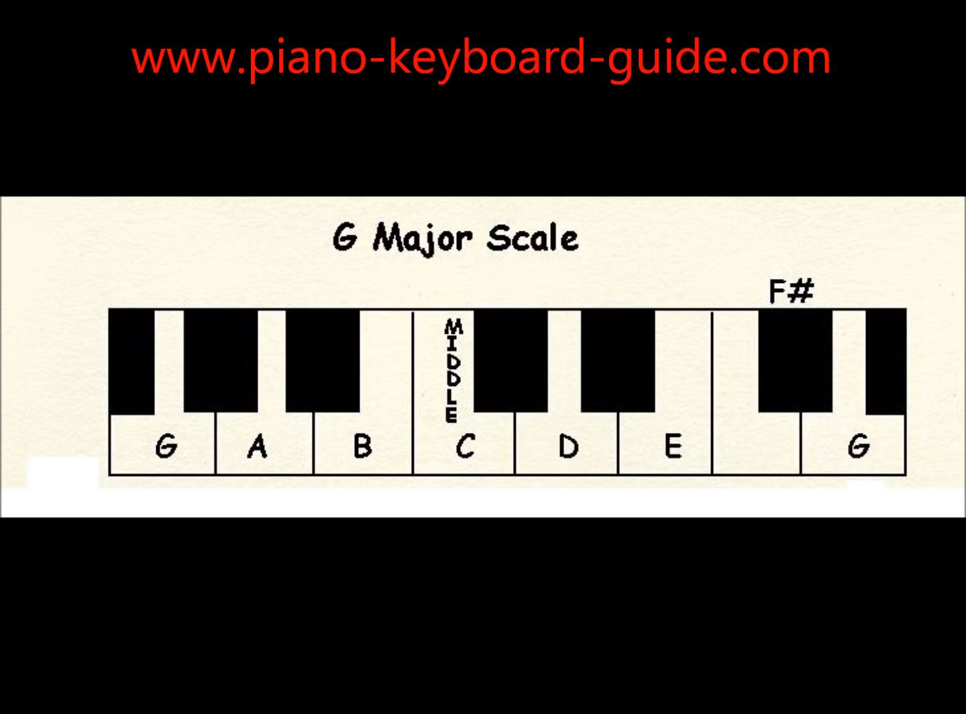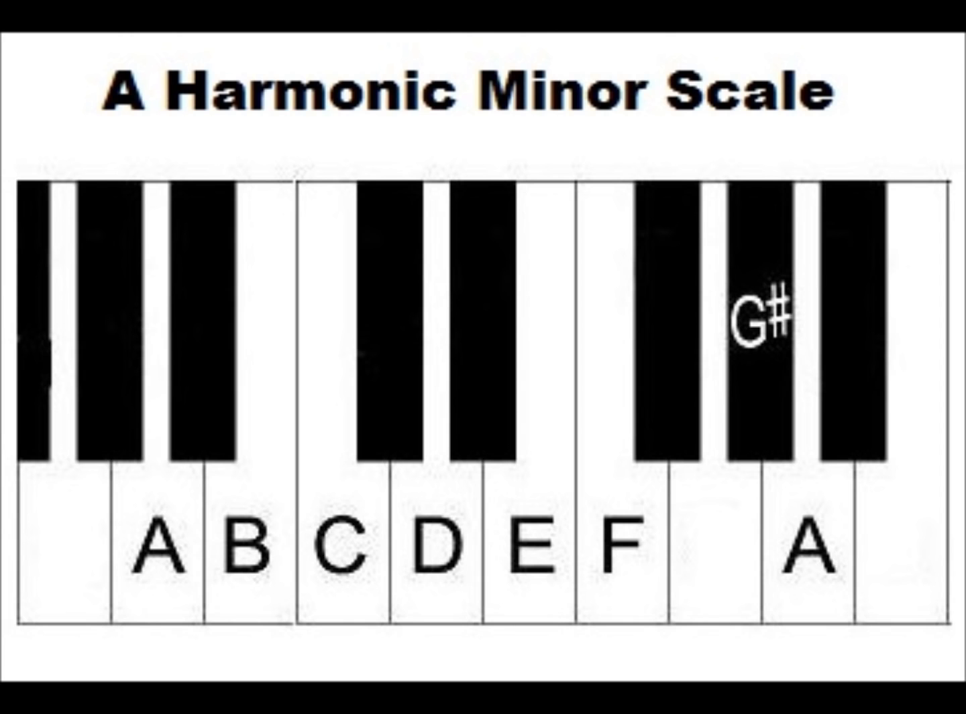There is another type of minor scale known as the harmonic minor scale. Similar to the natural or pure minor scale, the harmonic minor scale starts on the sixth degree of its relative major. The only difference between the natural minor and harmonic minor scale is the seventh tone of the scale. In a harmonic minor scale, the seventh tone is raised by a half step.